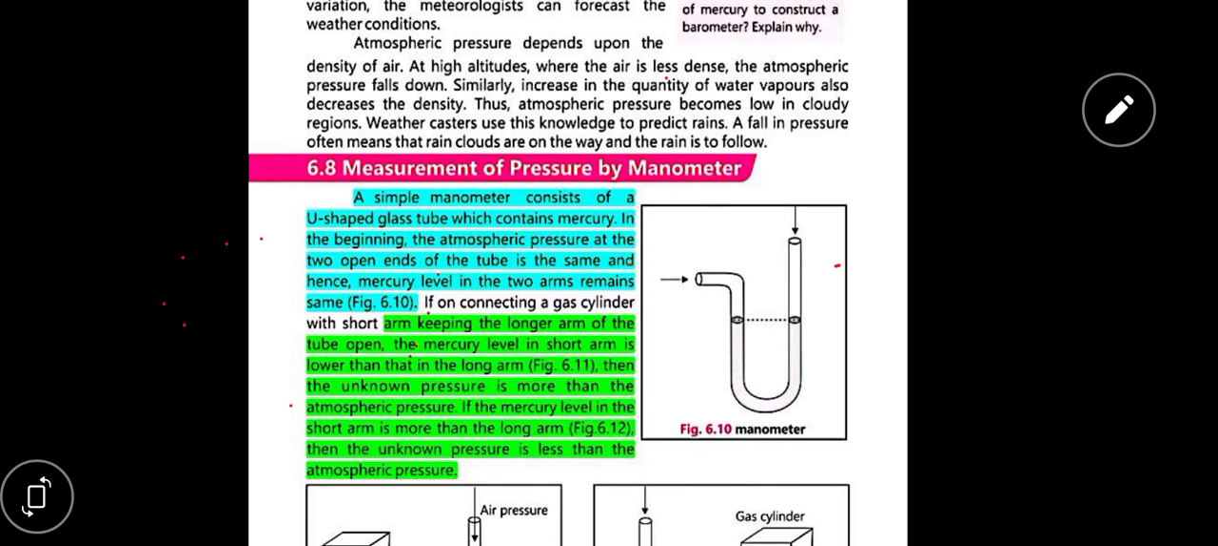Because with the help of the manometer we are able to calculate, or to measure, the pressure of unknown gas, okay. Unknown gas means we don't know how much the atmospheric pressure of some gas has. So for its actual calculation we can use a manometer, because that gives a reading by comparison.